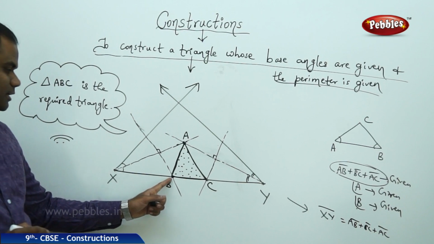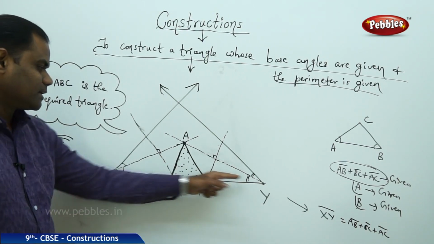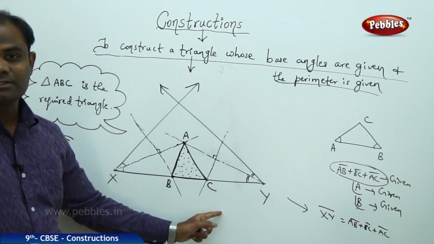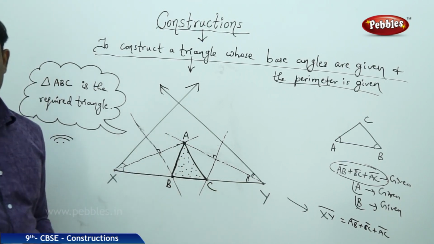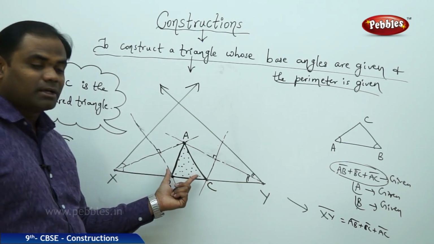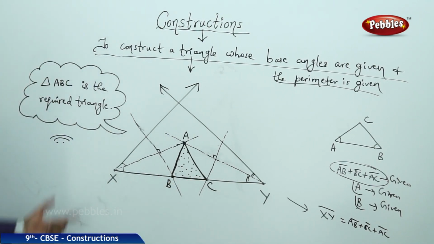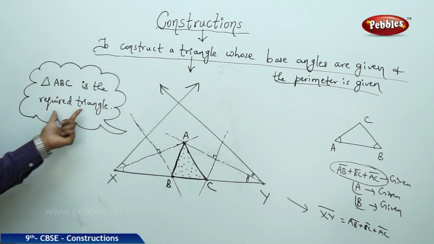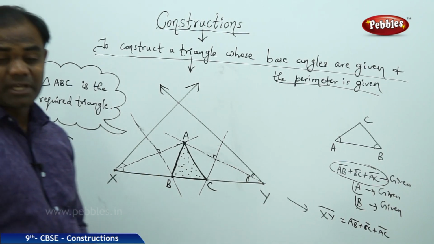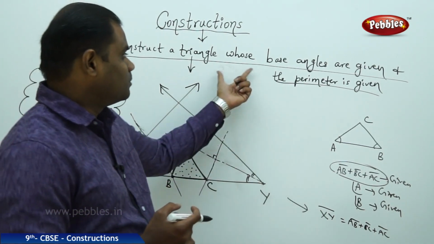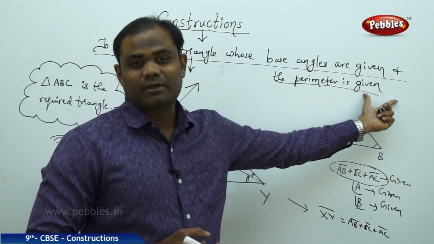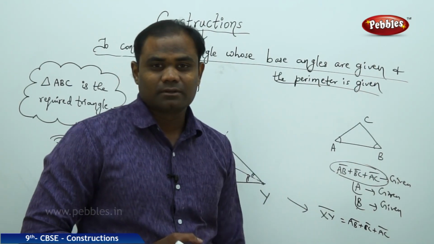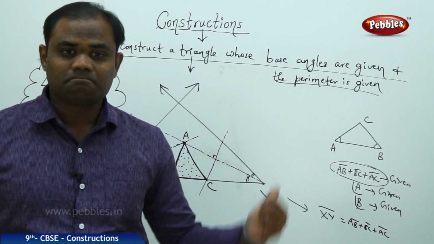The points of intersection of the perpendicular bisector and the baseline XY are B and C. Join AB and AC, which forms a triangle as represented by the dotted region. So in this case, triangle ABC is the required triangle, which can be constructed only if the base angles are given and the perimeter is given. Constructing a triangle ABC with the rules.